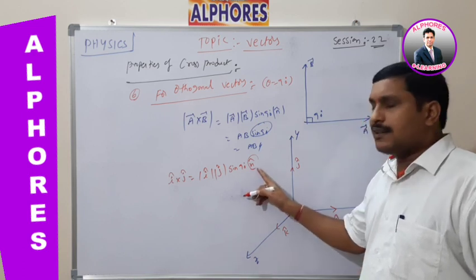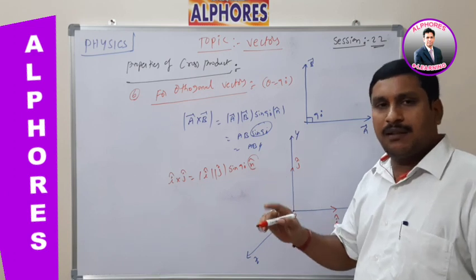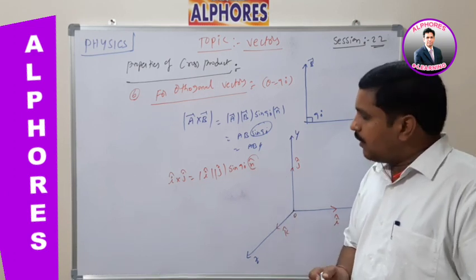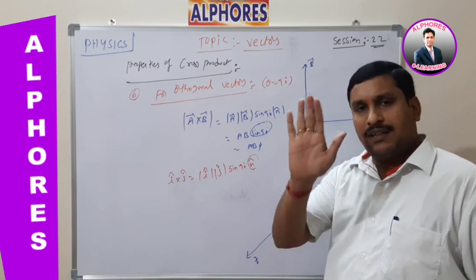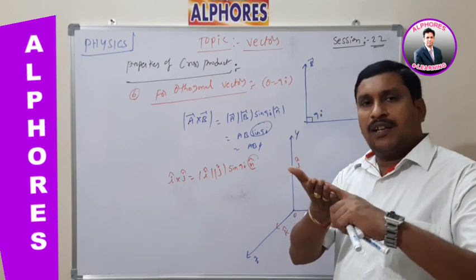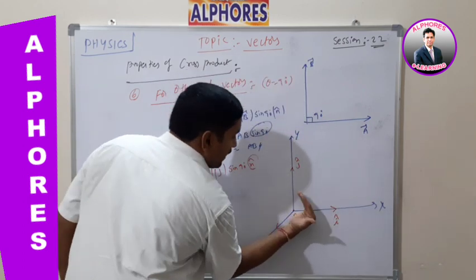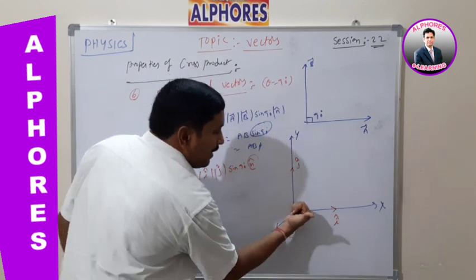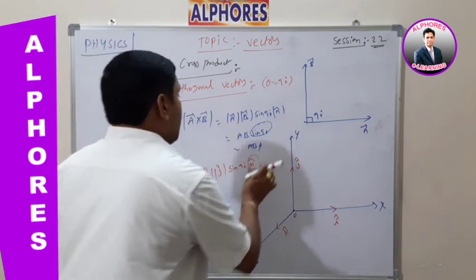We don't know the direction of n cap directly. That means we have to take one method. By taking the right hand thumb rule, in order to find i cap cross j cap, according to the right hand thumb rule, this is the right hand, and I am placing these four fingers in the direction of i cap and rotating towards j cap. Then what is the direction of the thumb? It is along the positive z direction. Positive z direction means what is the value here? n cap means how much here?